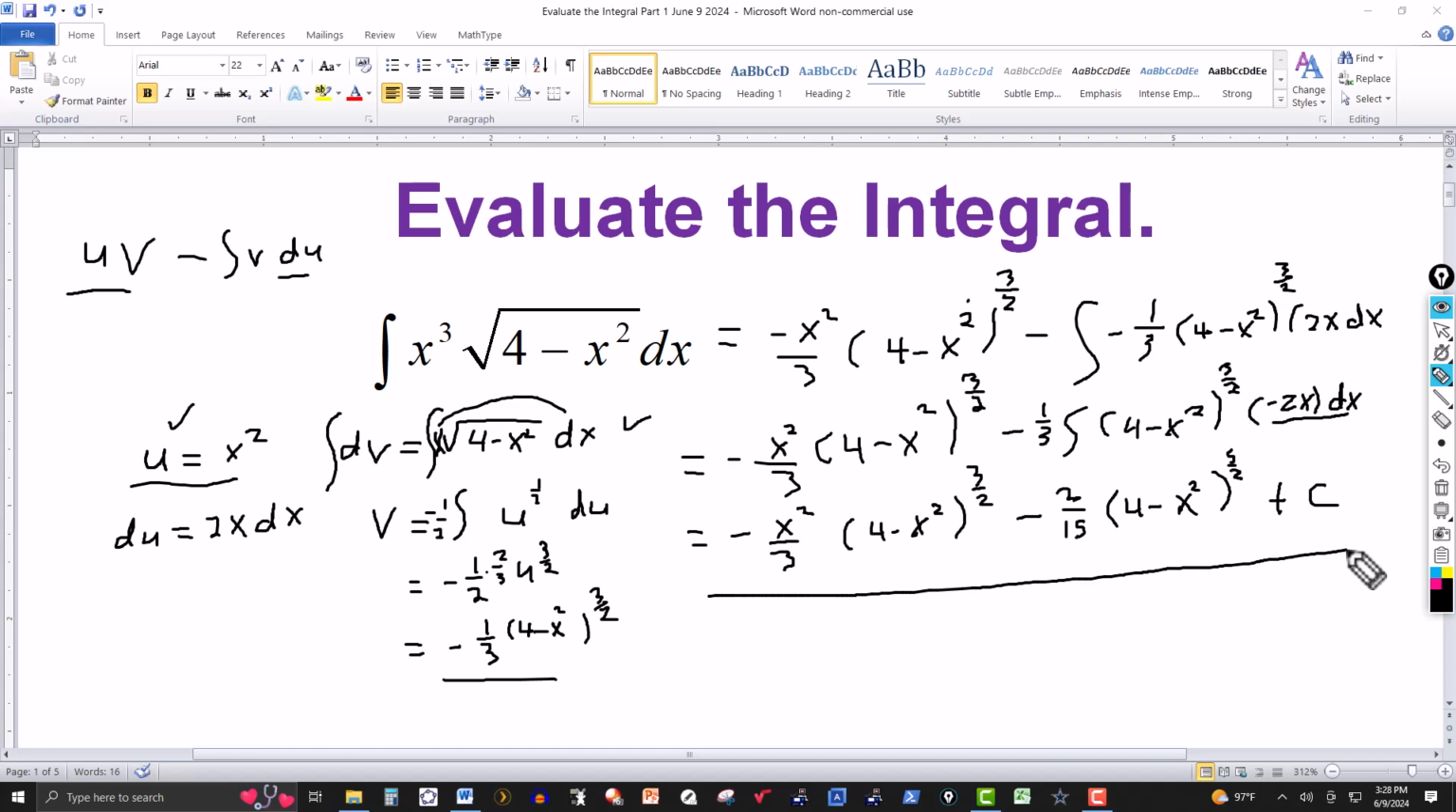So using the method of integration by parts, and in the process of doing that we used the standard u substitution twice, we get a final answer of minus x squared over 3 multiplied by 4 minus x squared to the 3/2 power, minus 2 over 15 multiplied by 4 minus x squared to the 5/2 power, plus the constant of integration. You can try the trig substitution and see if you get the same thing or something very similar. You might have to make a few modifications, but this worked pretty good.